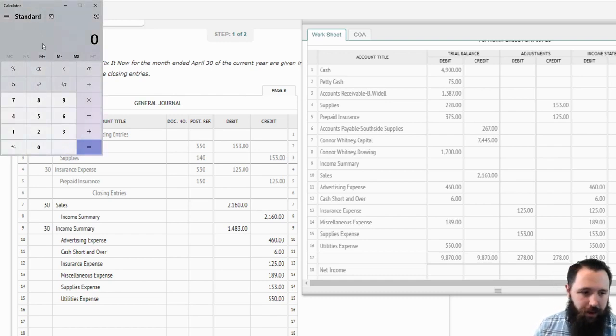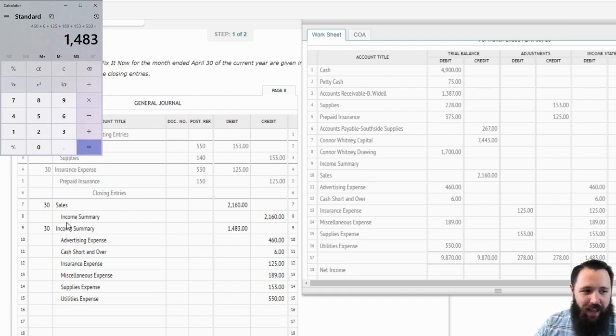and say, all right, let's add up all these expenses that I just wrote down. 460 plus 6 plus 125 plus 189 plus 153 plus 550, and I get 1483. So if I'm sitting here not really trusting that expense number, even though the computer put it in, but just checking everything over, you can always go ahead and do that.